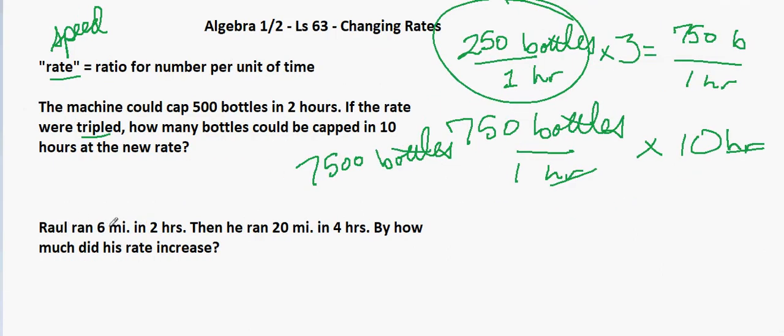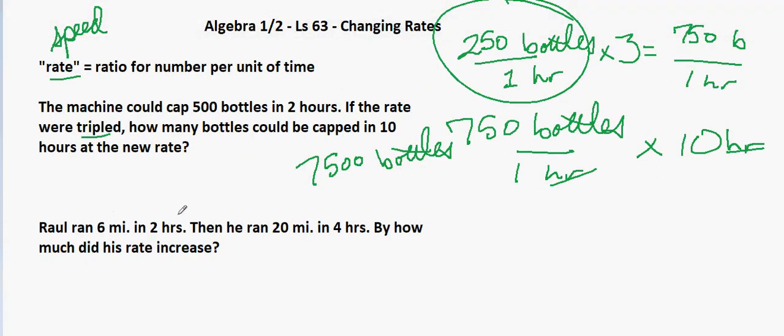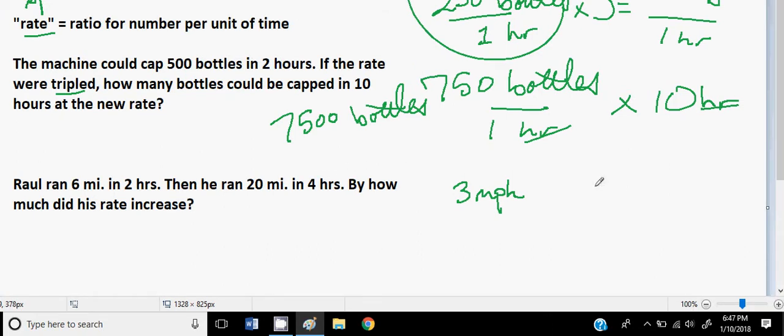Raul ran 6 miles in 2 hours. What's our rate? First, boiled down to 1 hour, that's 3 miles per hour. Pretty fast. Then he ran 20 miles in 4 hours. What's that broken down? 20 divided by 4, of course, 5 miles an hour.